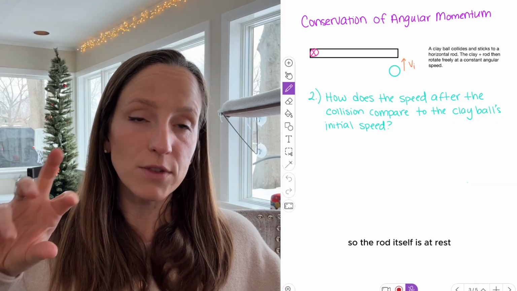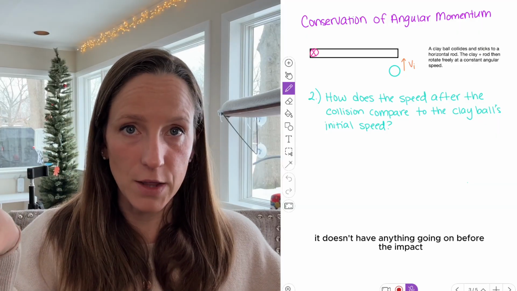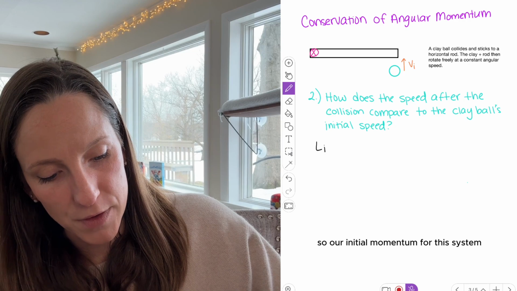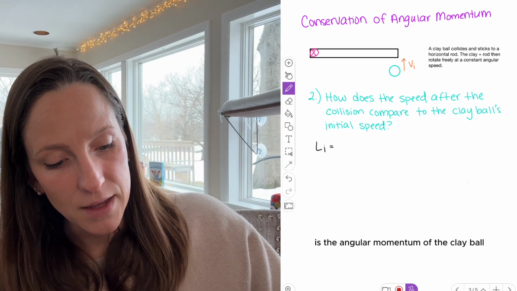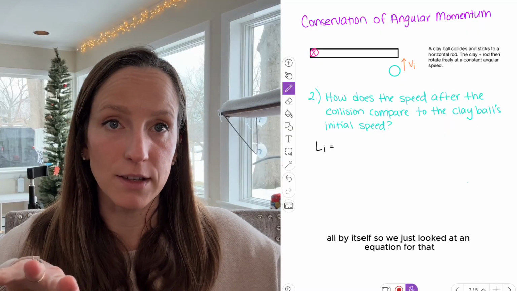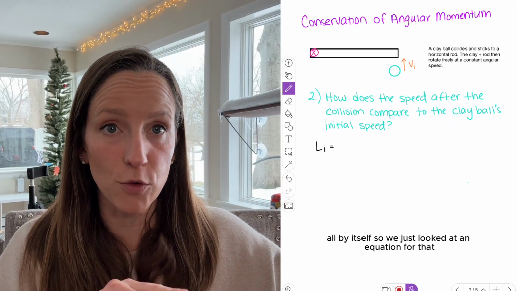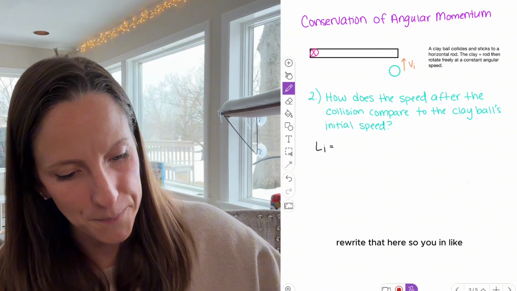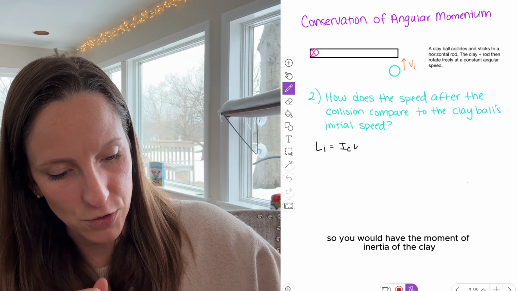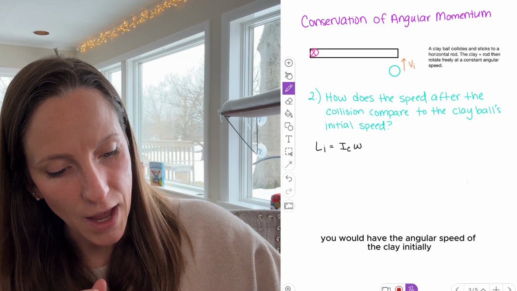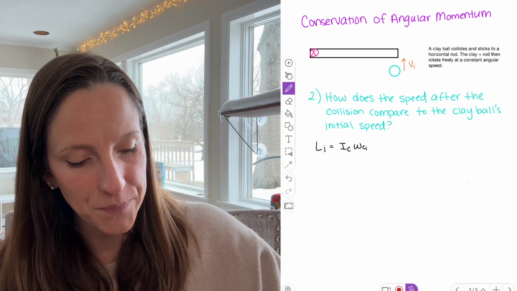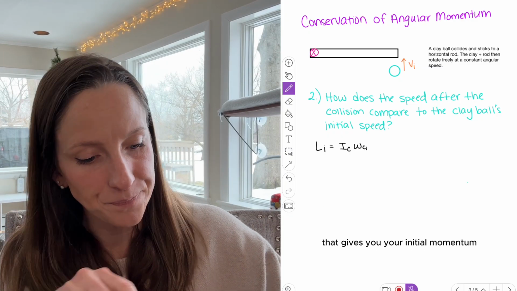So the rod itself is at rest. It doesn't have anything going on before the impact. So our initial momentum for this system is the angular momentum of the clay ball all by itself. We just looked at an equation for that, so I'm going to rewrite that here in the more simple form. You would have the moment of inertia of the clay, you would have the angular speed of the clay initially, that gives you your initial momentum.